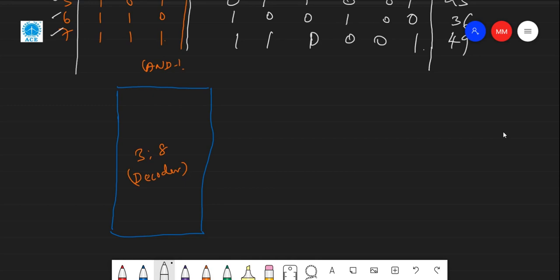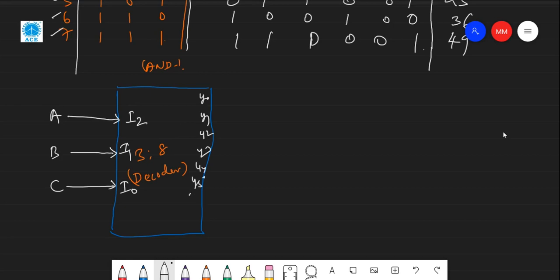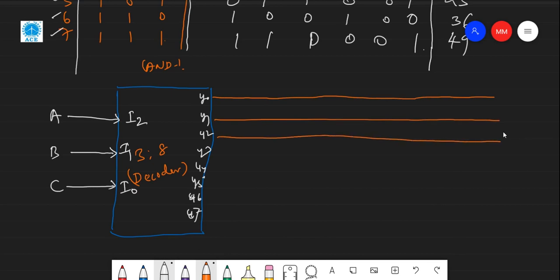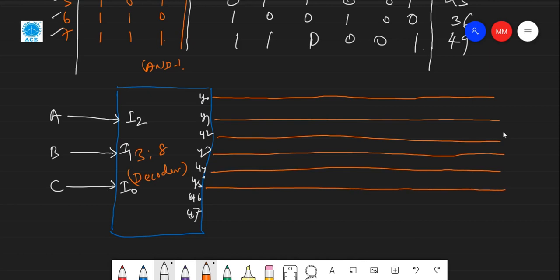So how many inputs do we have? 3 inputs. What are they? I named them A, B, C. Generally they are called address lines. Now this one initially will be I2, I1, I0, and the outputs will be Y0, Y1, Y2, Y3, Y4, Y5, Y6, Y7. Now for this one we extend these lines, connecting wires. Third one, fourth, fifth, sixth, and 7. Okay. Now we need to develop the OR logic.